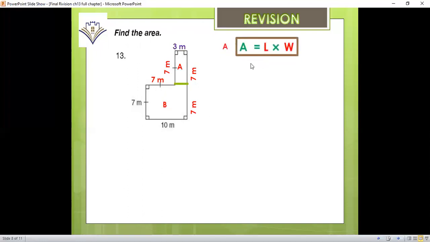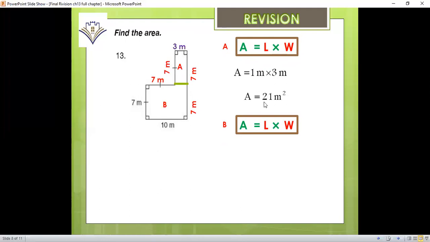Then the area of A equals length multiplied by width, and B is also a rectangle, so length multiplied by width. We need to calculate the first one. The length is 7 and the width is 3. Then 7 multiplied by 3 equals 21.